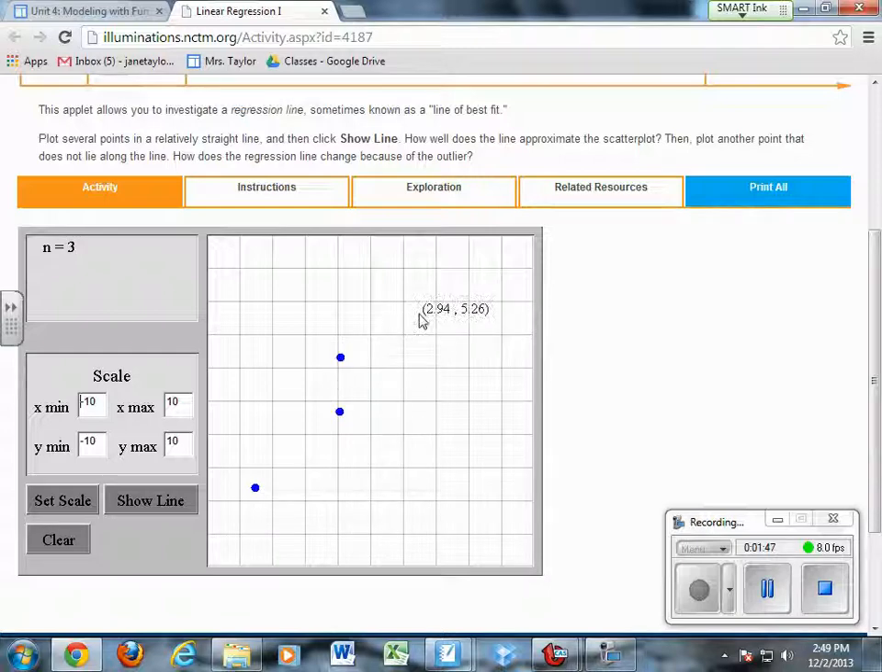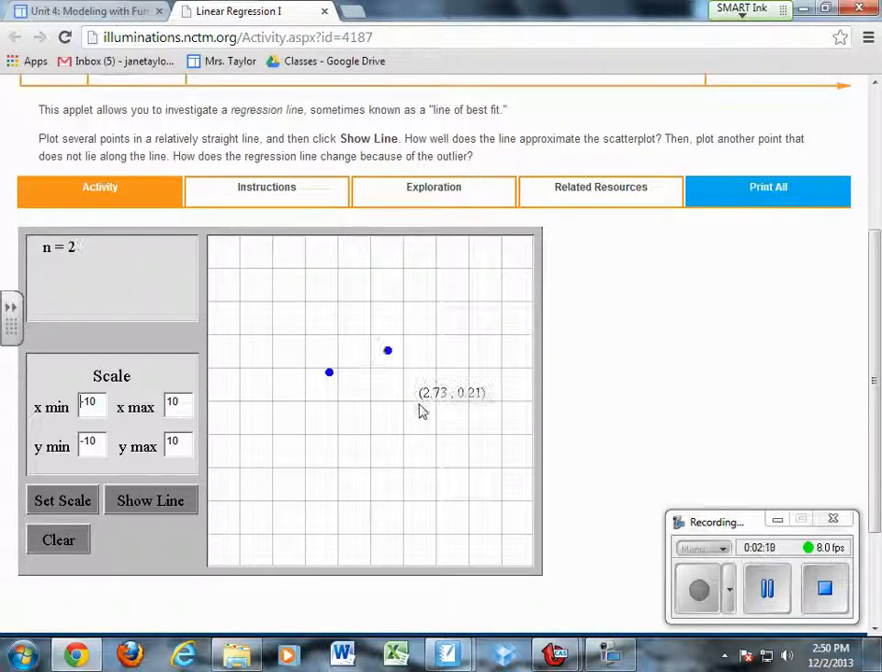Now let's make one that's a little stronger. Okay. So here we have a correlation of 0.95. What happens if I add an outlier, some point that's really far away from the line? Notice how much difference it made. It went from 0.95 to 0.44 with just 1 point added.